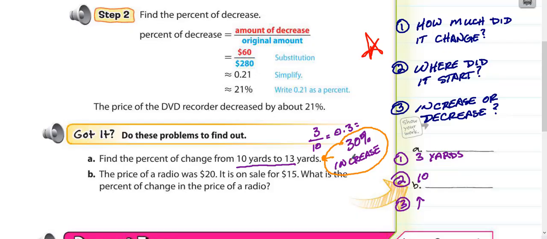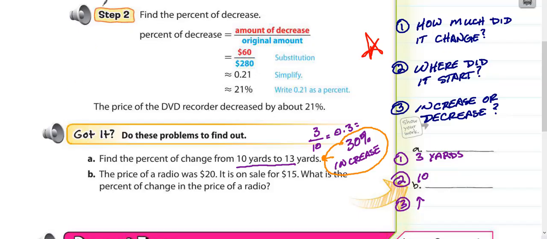Okay, we're going to do the same thing. We're going to give you a chance. It says the price of a radio was 20. Now it's on sale for 15. What is the percent change in the price of the radio? So go ahead, pause the video, work that out, and then start the video up again so you can check your answer to the question, which you're going to do while you have the video paused.